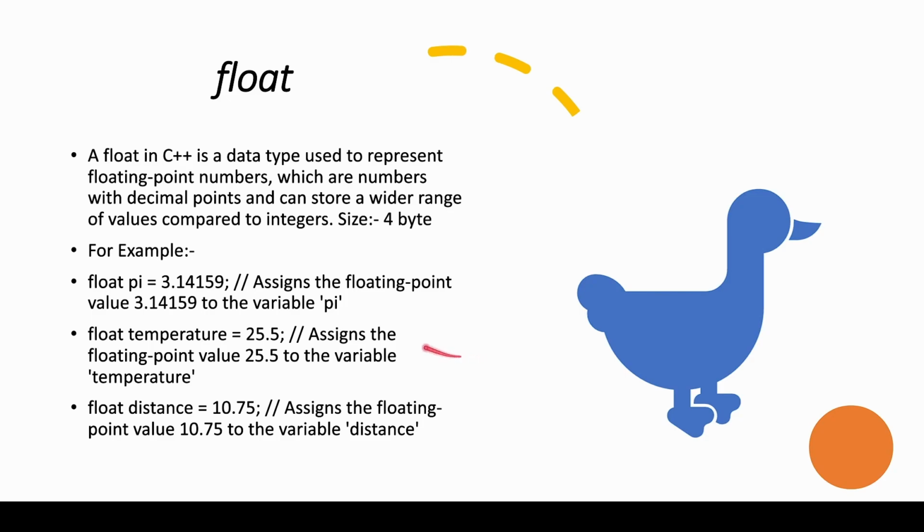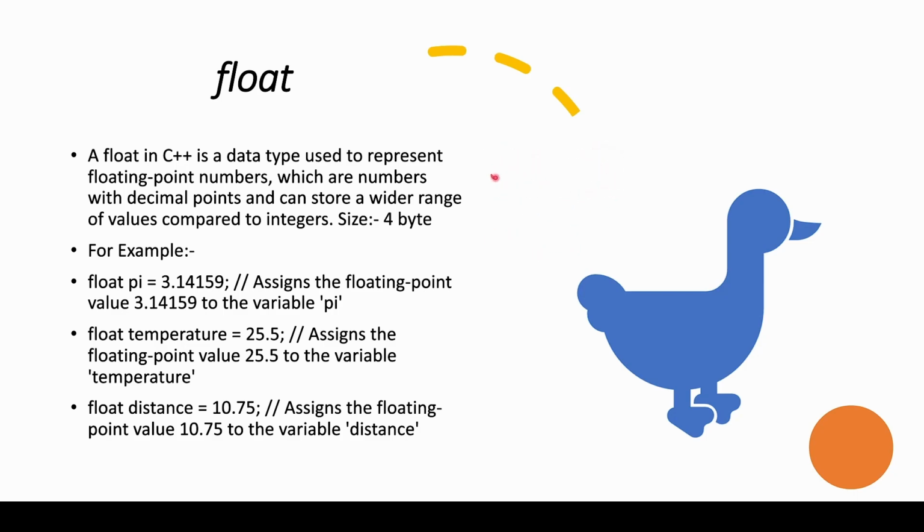And our next data type is float. The definition of float is that a float in C++ is a data type used to represent floating point numbers, which are numbers with a decimal point. This is a very important word, decimal point, and it can store a wide range of values compared to the integer. And the size of the float is 4 bytes as we saw earlier. So if we take an example of a float, the example will be 20.40. This is an example of float.